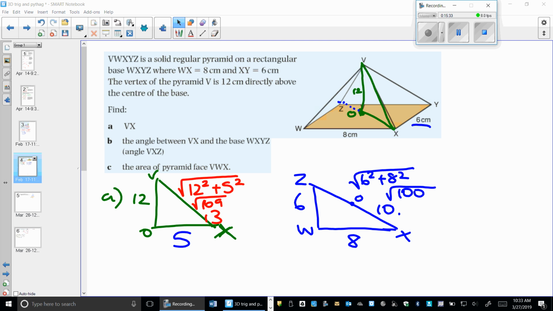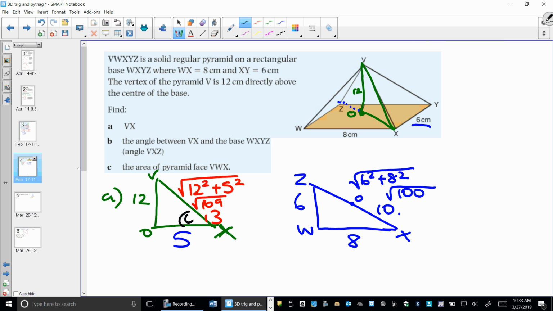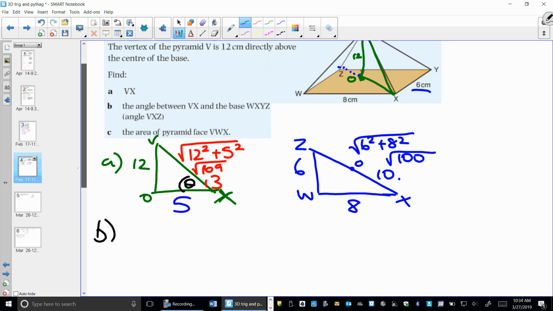So, that's A, check. B is the angle between BX and the base. So again, they're getting you to visualize. So they've told you BXZ, so they've stretched it all the way to Z. But secretly, obviously, BXO is going to be the same angle. So part B is looking for this angle theta. And again, you've got all 3 sides, so you can use any of SOH CAH TOA.